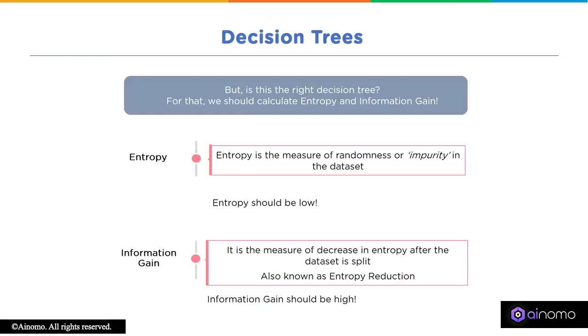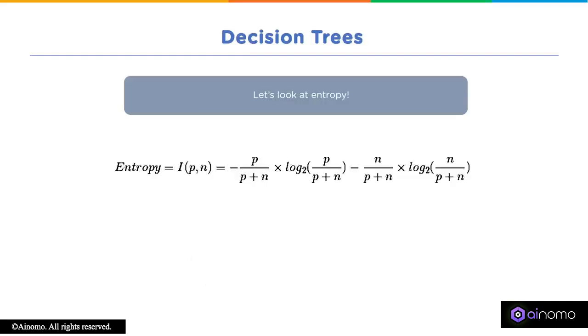For that, we should calculate entropy and information gain. Two important vocabulary words there are entropy and information gain. Entropy is a measure of randomness or impurity in the data set. Entropy should be low, so we want the chaos to be as low as possible. We don't want to look at it and be confused by what's going on there with mixed data. And the information gain is a measure of decrease in entropy after the data set is split, also known as entropy reduction. Information gain should be high, so we want the information that we get out of the split to be as high as possible.